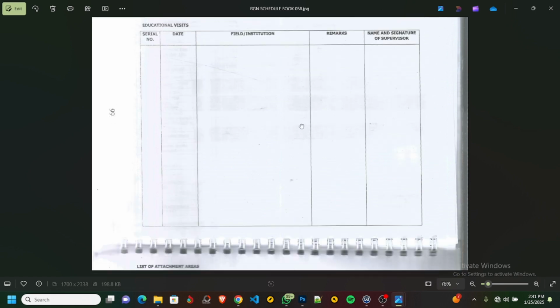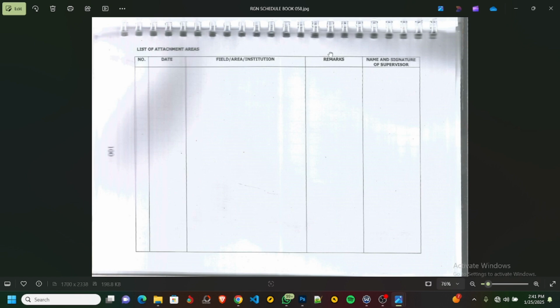The next one after this is list of attachment areas. This one talks about the facilities that you went for your clinicals. So where did you do your clinical attachment? Let's say the first one you did it at the one municipal hospital, so you write 1, then the date, from what time to what time, then you write. So if you are starting today, 25th January 2025, you write the date there.